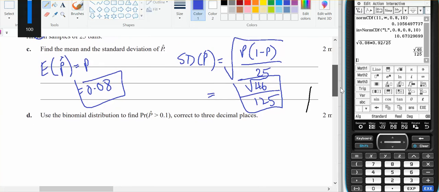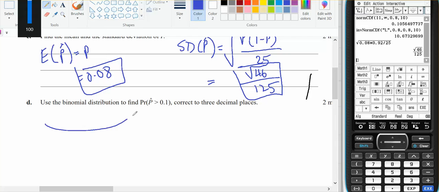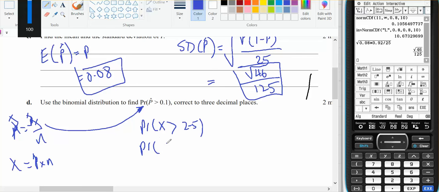Use the binomial distribution to find the probability that P hat is at least 0.1, correct to 3 decimal places. I always turn this into X, where P hat is X divided by n, therefore X is P hat times n. So the probability of X being bigger than or equal to 2.5 equals the probability that X is bigger than or equal to 3, where X is binomial with 25 and 0.08.